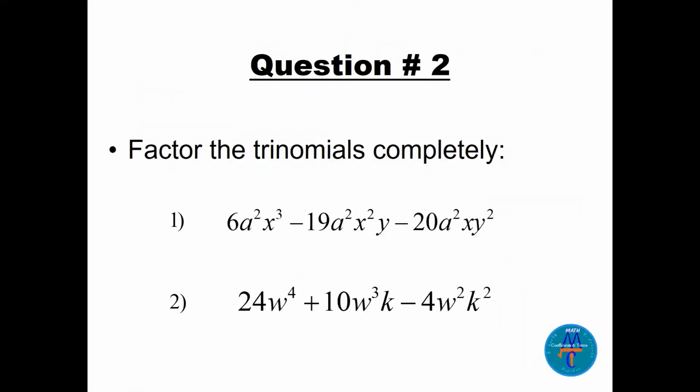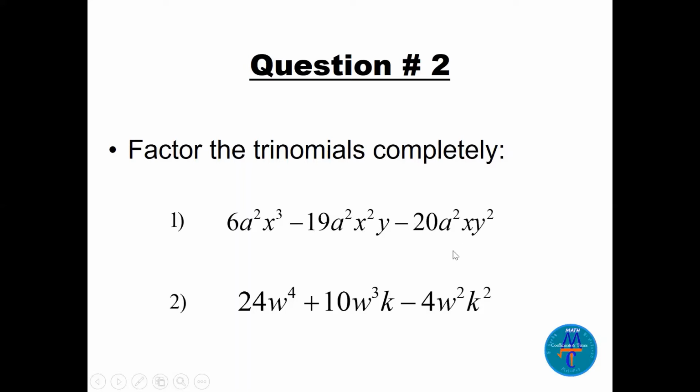Now another two, maybe nice. 6a squared x cubed minus 19 a squared x squared y minus 20 a squared x y squared, and this is another one, w and k. Let's see the first one. Is there a common factor here? Do you see any common in the numbers? Looks like there's no common in the numbers. A squared, there's a common. X, there's a common. There's no common in the y.